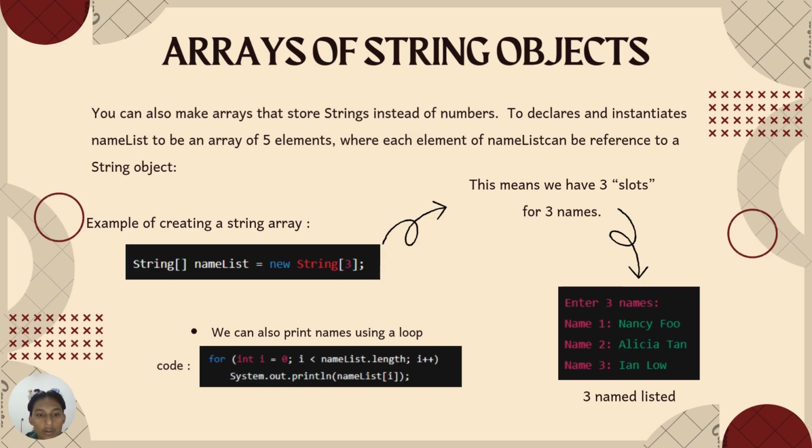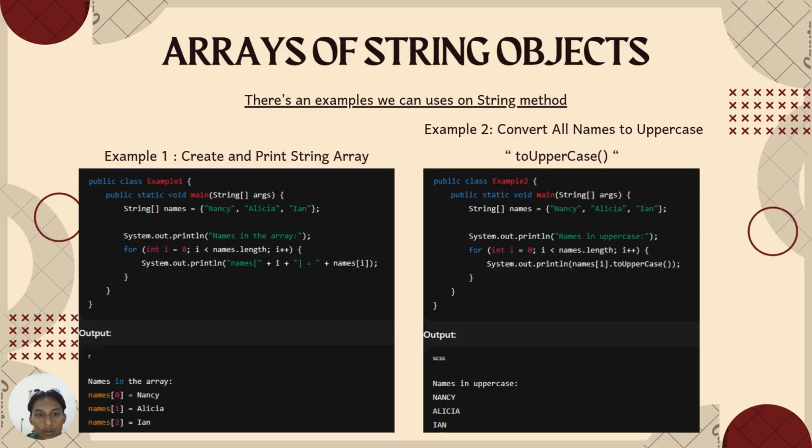We can also print the names using a loop like this. This example code is for (int i = 0; i < nameList.length; i++). Okay, now we move to the next slide, which is array of string objects.